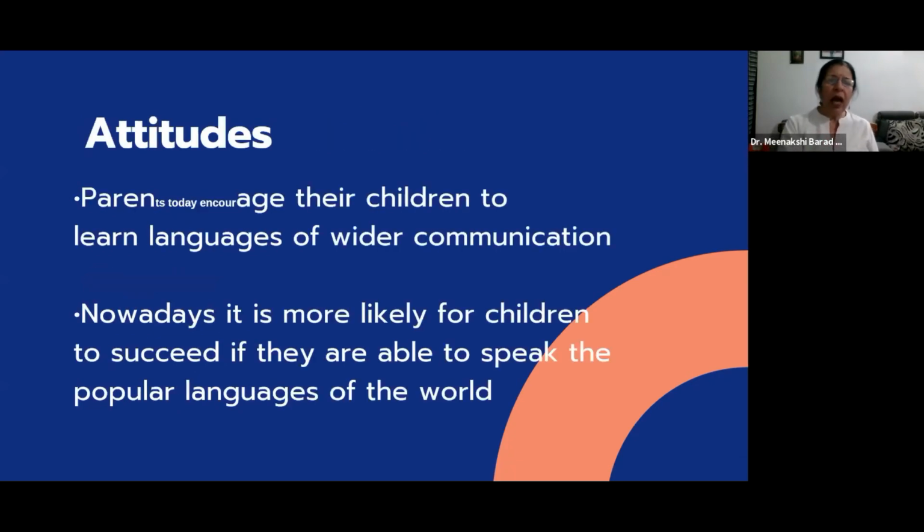Next, we have the attitudes. That's a very important factor which leads to languages becoming endangered, because parents today encourage their children to learn languages of wider communication instead of their heritage language due to the globalization of the world. So nowadays it is more likely for children to succeed if they are able to speak the popular languages of the world in order to obtain jobs and for better prospects.